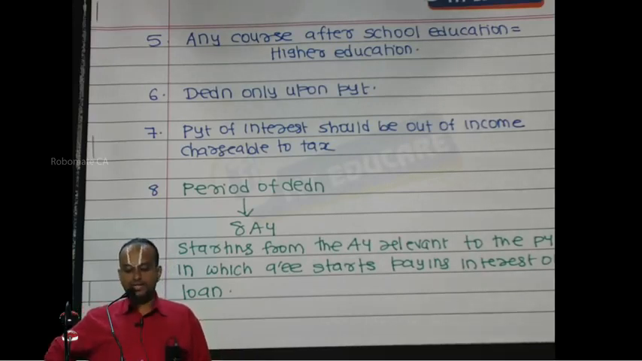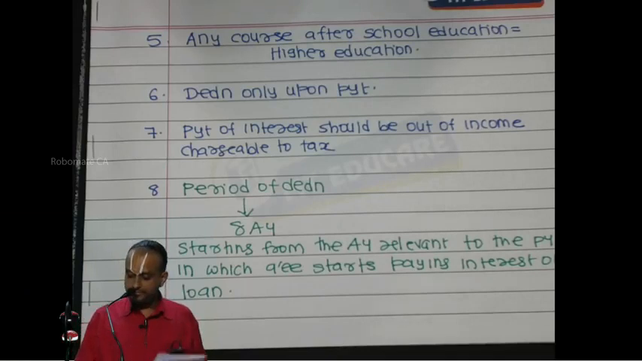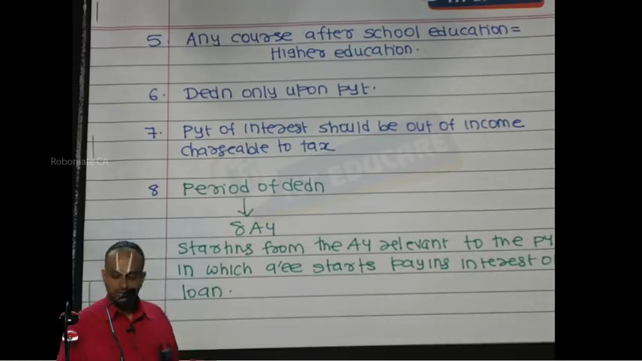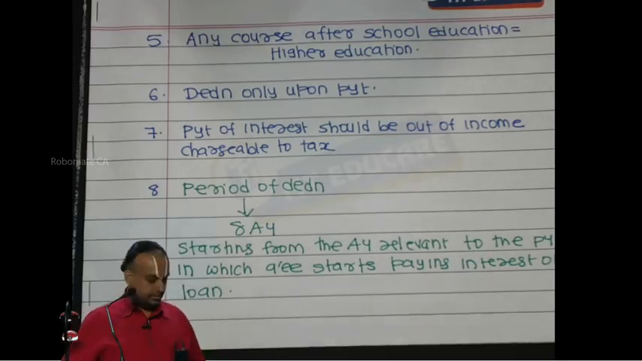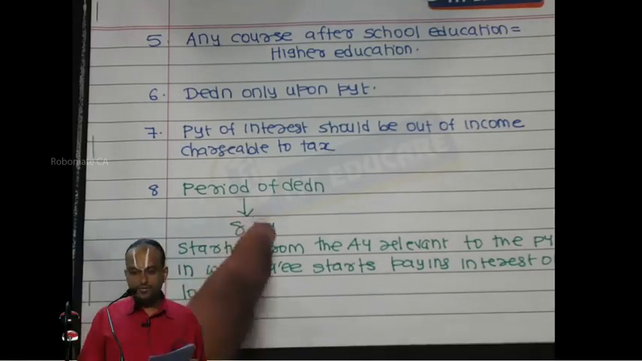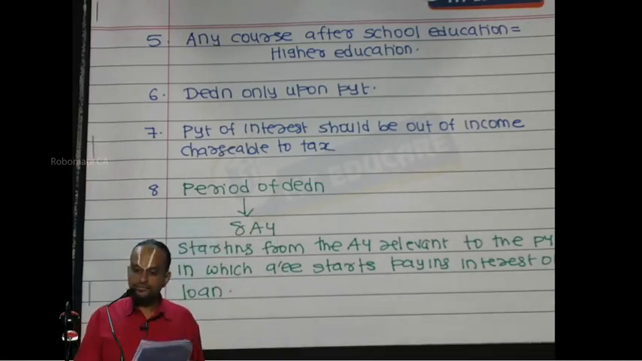Loan should be taken from whom? Financial institution, which for this purpose is a banking company or any other financial institution notified by the central government in the official gazette, or it can be even from an approved charitable institution approved under 10(23C) or 80G. Deduction is allowed for a period of 8 years beginning with the year in which the interest is paid for the first time. With this, section 80E is over. And it can be full-time education or part-time education.